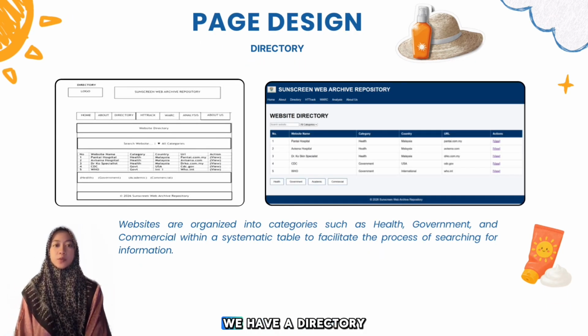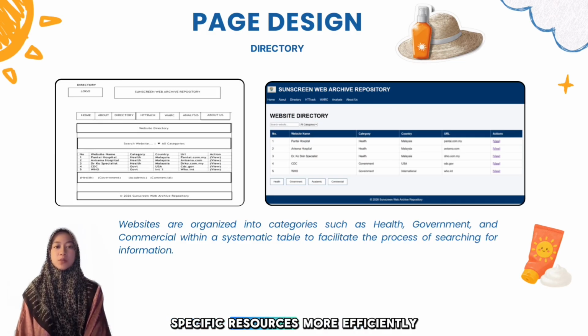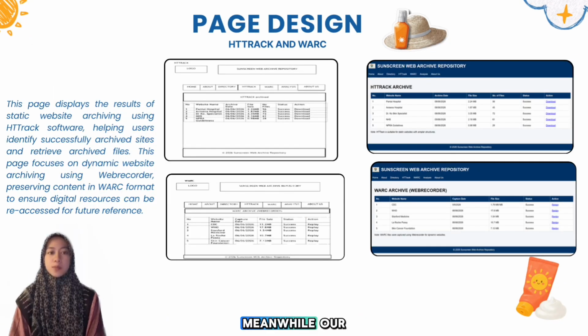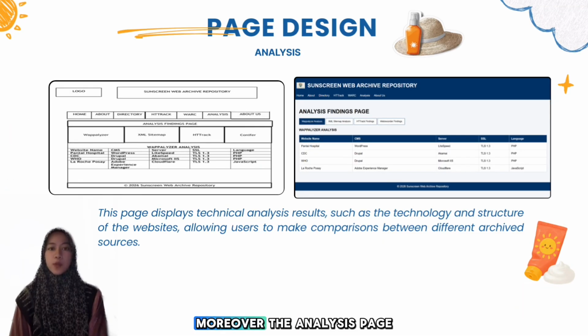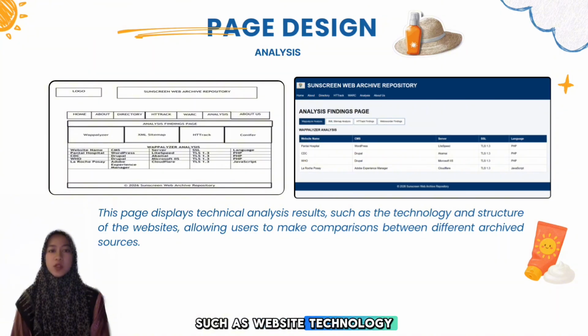In addition to that, we have a directory page that systematically lists and categorizes websites into health, government, and commercial sectors, allowing users to find specific resources more efficiently. Meanwhile, our httrack and WARC page display the actual result of the archiving process, including file details and status, which are crucial for future revision. Moreover, the analysis page presents technical findings, such as website technology and structure, using tools like Webalizer.